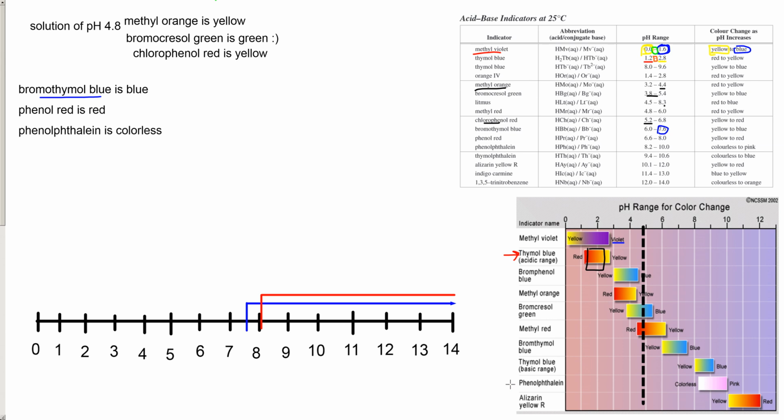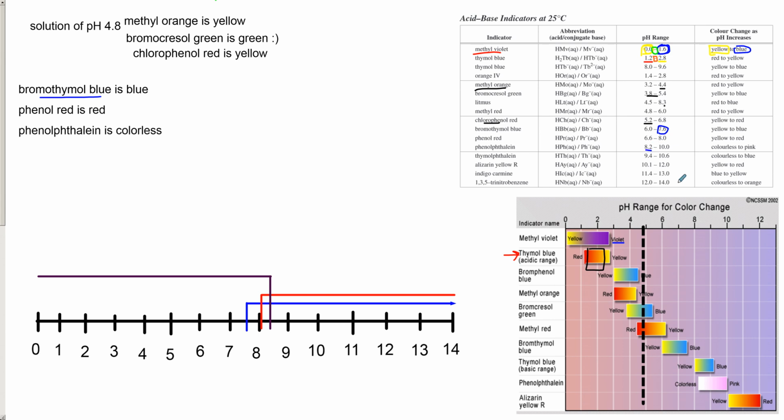And then the last one, phenolphthalein is colorless. Obviously I can't make a colorless line. I'm just going to use this darkish purple. And so 8.2 is kind of about there. And then I'm going to draw a line to the left, because remember, phenolphthalein is colorless below 8.2, as illustrated here.